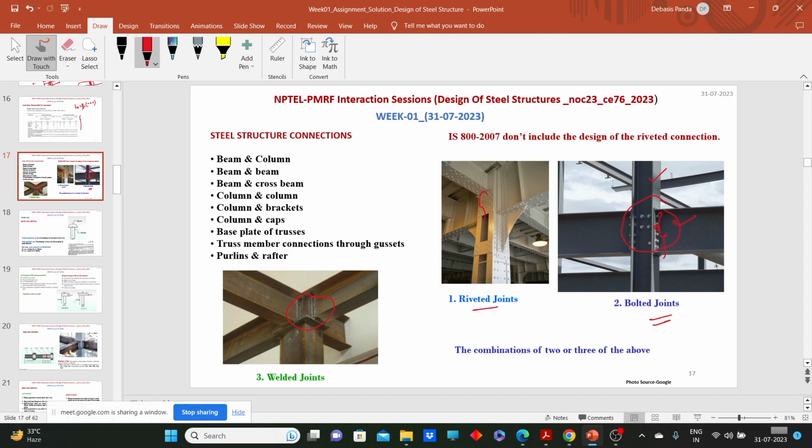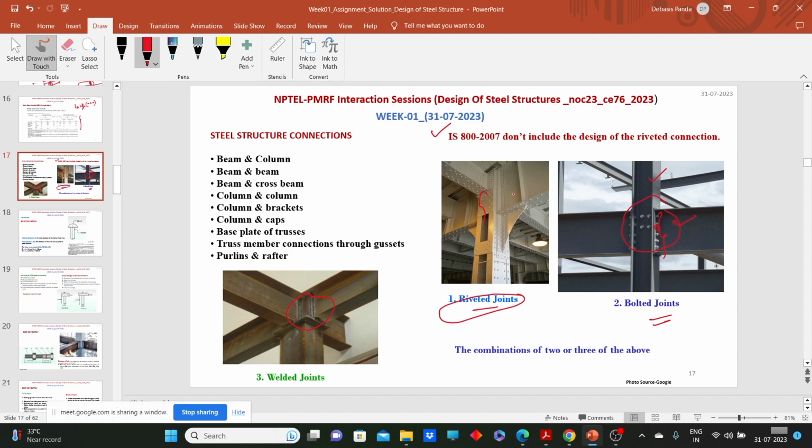So now we have some idea about connections, how to connect the structural elements to make the building or the structure happen. First, riveted joints. Our code IS 800 2007 doesn't include the design of rivet connections. So if someone wants to visit the clauses and criteria of the rivet joint, we have to download the code IS 800 1984.